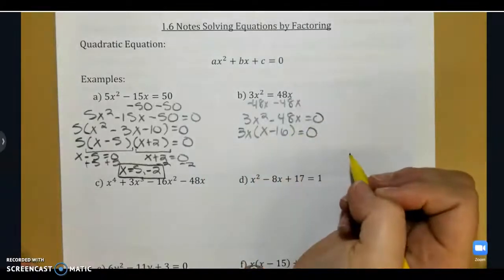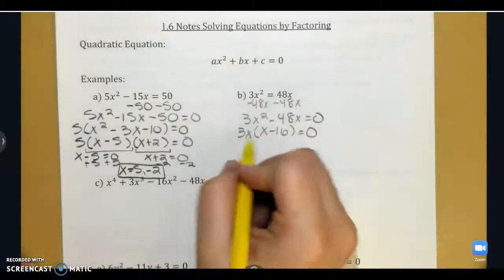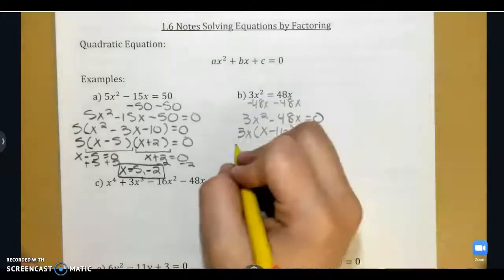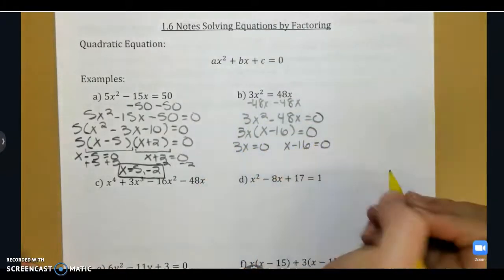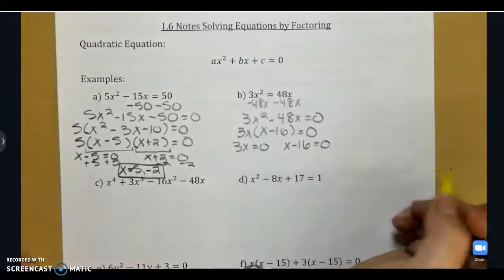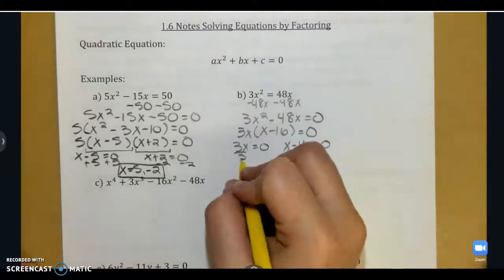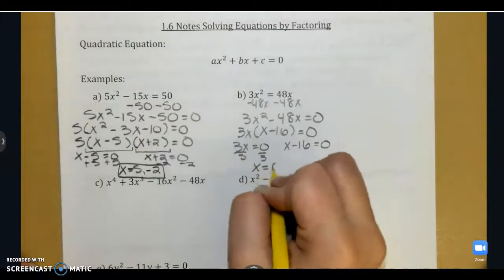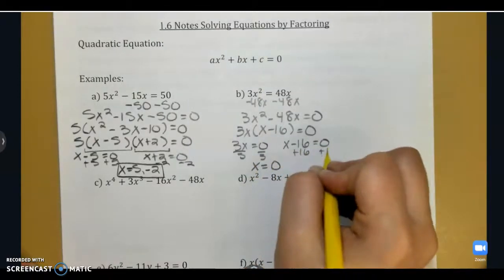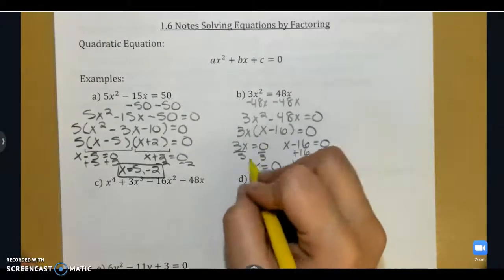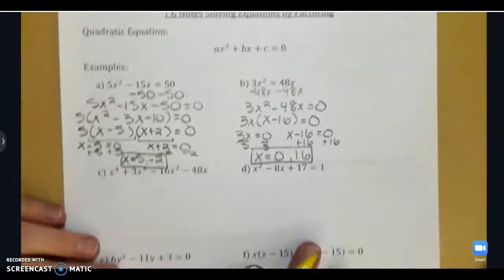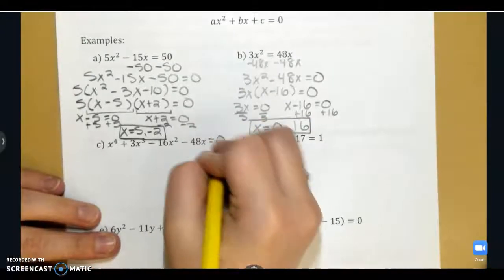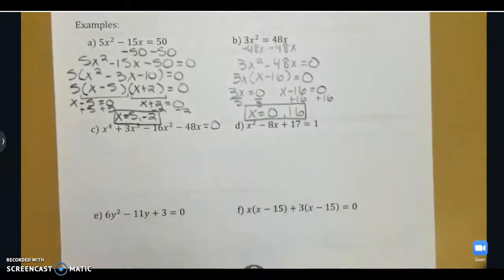And now I have completely factored. So if one of these terms were 0, 3x was 0, or x minus 16 was 0, then my multiplication would give me an answer of 0. So we solve for x and we get 0 or +16. Okay. And then on C, that should say equals 0, but it's already in standard form.